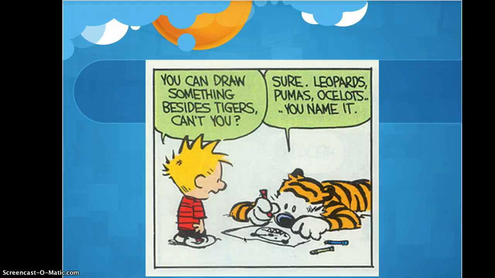Here's another comic. So a comic is good because it has pictures and words, and it makes your brain infer a lot. And you might not even know that you're inferring sometimes. Sometimes we just do it automatically. The little boy says, "You can draw something besides tigers, can't you?" "Sure. Leopards, pumas, ocelots, you name it." So to me, that's telling me that this tiger likes to draw a lot of cats because all of these guys are in the cat family. So I don't think he can draw much more than cats.